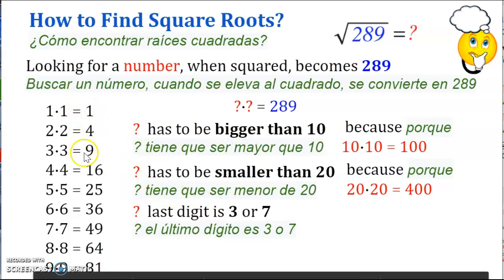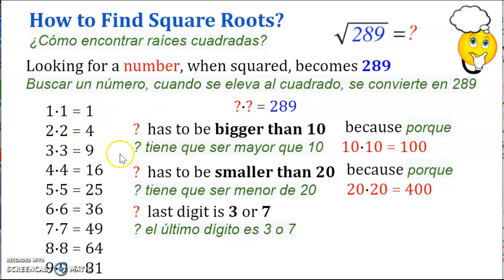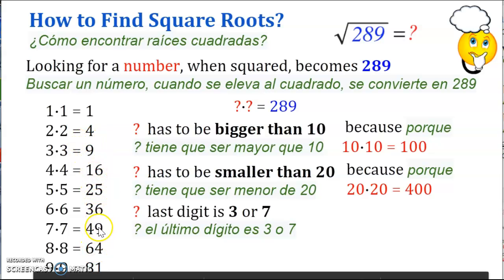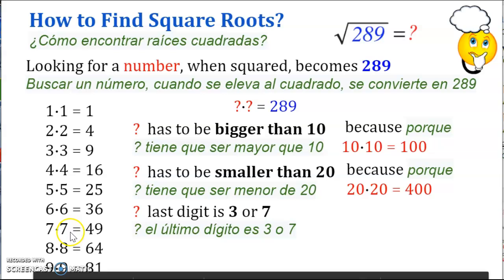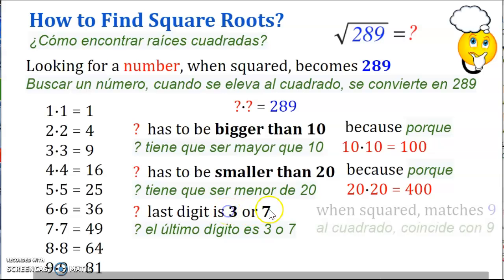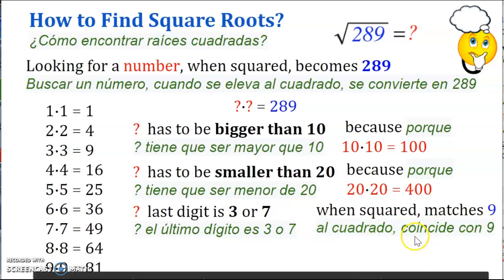But look at the last digits of the perfect squares. Which perfect square ends with 9 as the last digit? Here is a 9 and another 9 here. So 9 occurs when you are multiplying 3 by 3 and also 7 by 7. So the last digit tells me it has to be 3 or 7. It has to be either 13 or 17, because when they are squared, it matches the 9 as the last digit. So I am going to try 13 and 17.